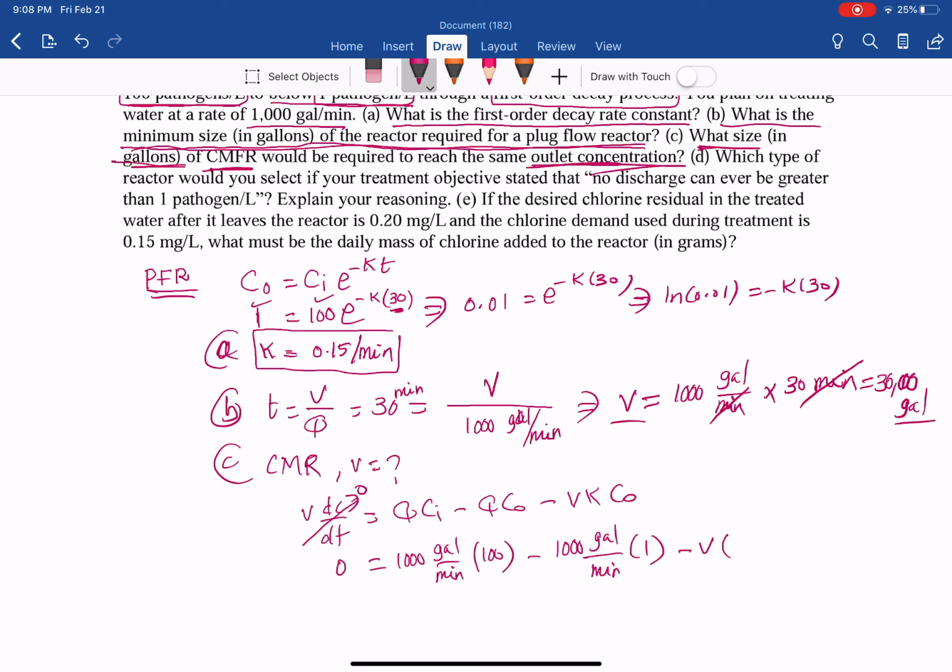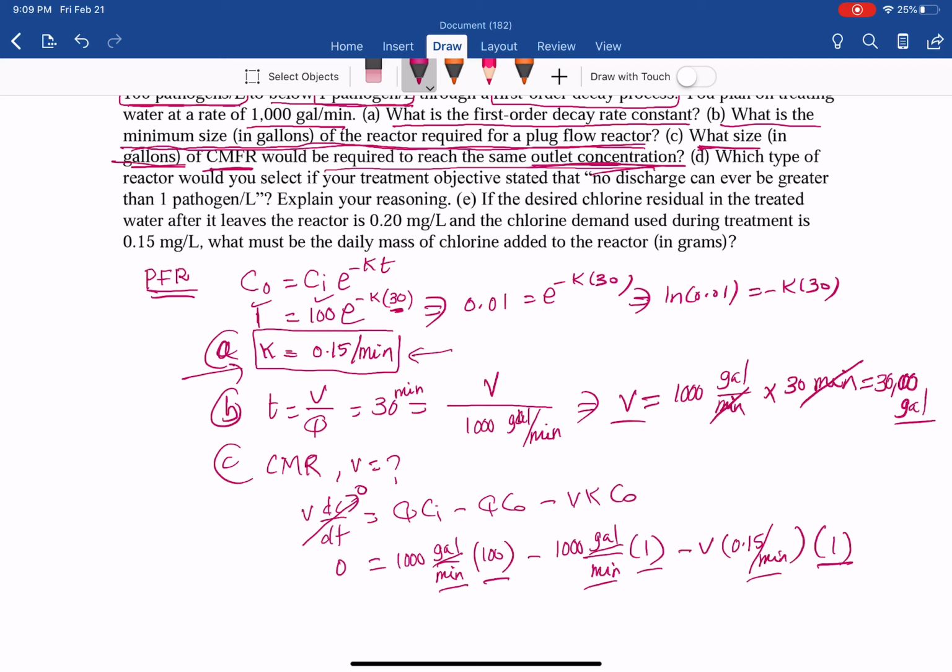K, what's K? K was, let's see, what size of gallons of CMFR would be required to reach the same outlet concentration? Well, we should use the same K then. Okay, so K is 0.15 per minute, and C out is 1. Okay, so you can see that this has the same unit as this, and this is per minute, per minute, per minute, and gallon, gallon, so the volume would be in gallon.